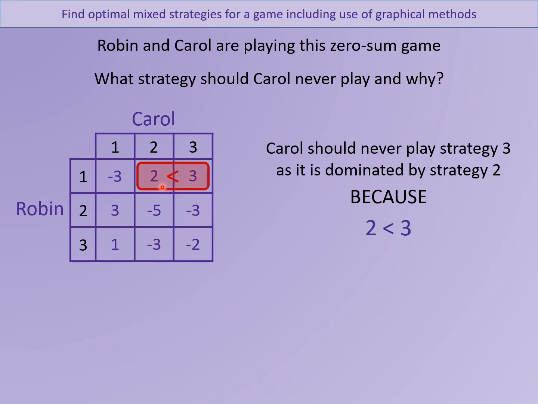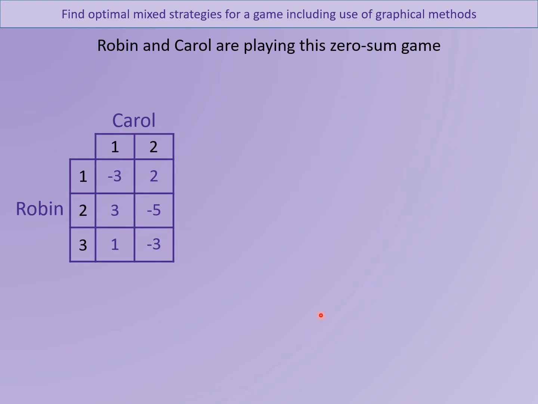And you should write down each of the examples. -2 is lower than -3... 2 is lower than 3. -5 is lower than -3. And -3 is lower than -2. Now because it's Carol and it's the opposite way around, we're basically saying because all these inequalities are facing in the same direction, there is definitely some dominance going on there. So you can ignore strategy 3 completely. And so for Carol, she should only choose strategies 1 or 2. Okay, so it reduces it down to that sort of game matrix.